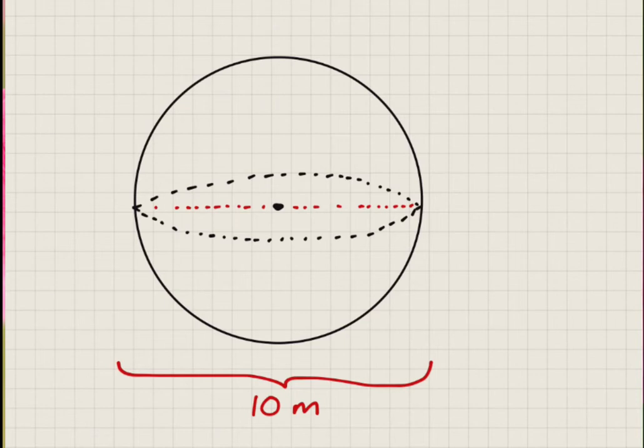Okay, 10 meters. I want you to help me find surface area and volume. All right, surface area, 4 pi r squared. Okay, what's the radius of this particular sphere going to be? Drake, what's the radius going to be? 5. Yes, it's going to be 5.